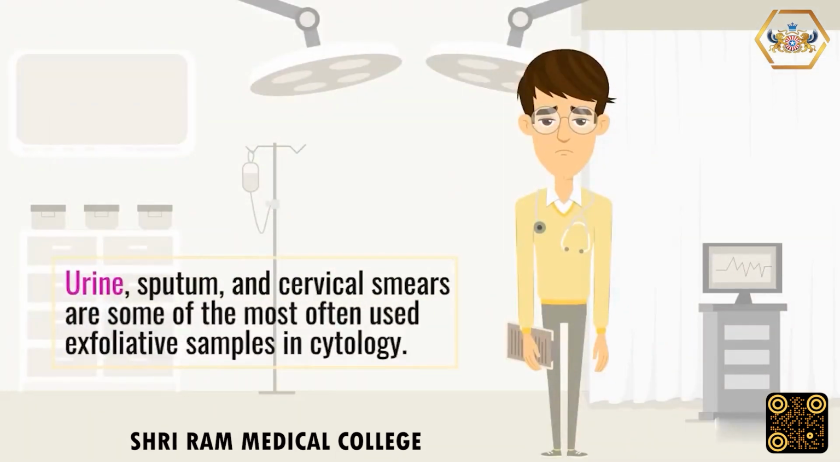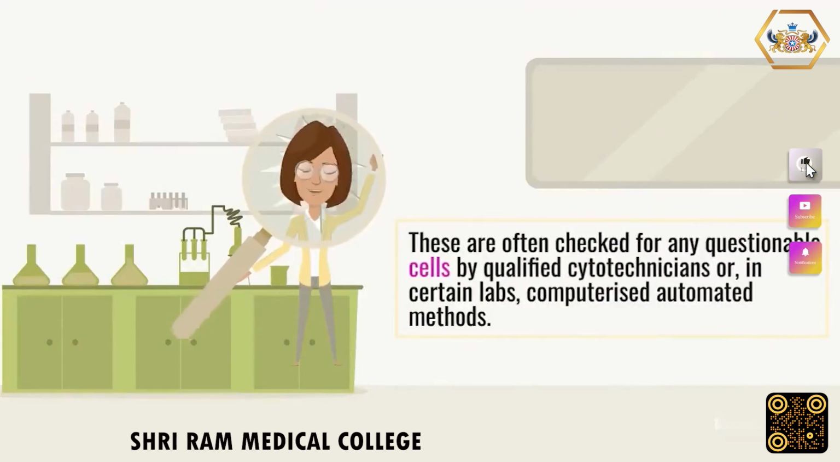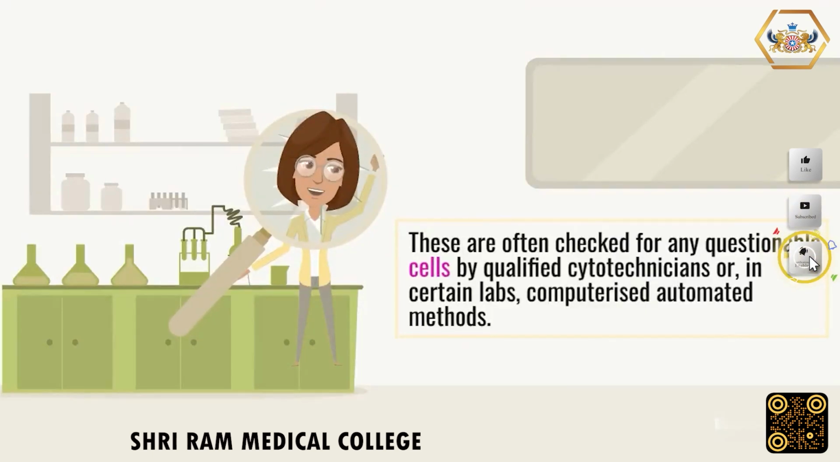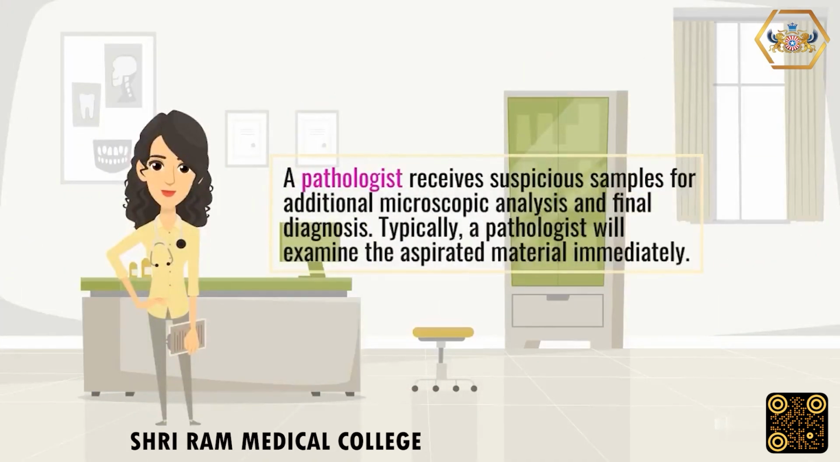Urine, sputum, and cervical smears are some of the most often used exfoliative samples in cytology. These are often checked for any questionable cells by qualified cytotechnicians or, in certain labs, computerized automated methods. A pathologist receives suspicious samples for additional microscopic analysis and final diagnosis. Typically, a pathologist will examine the aspirated material immediately.